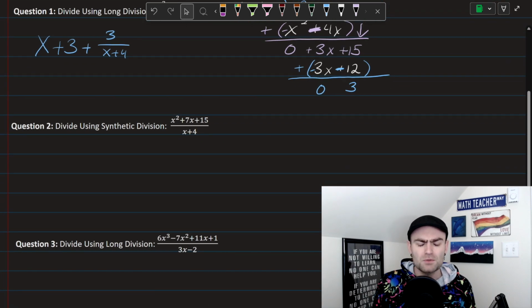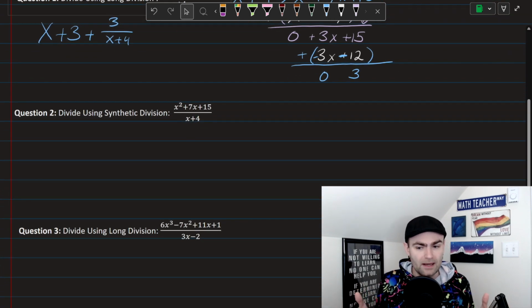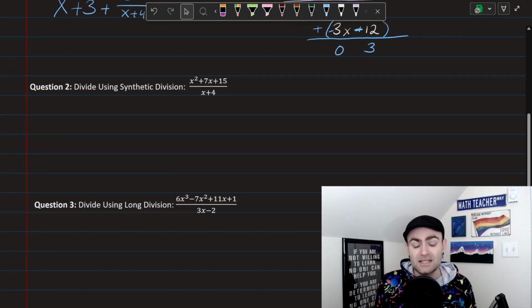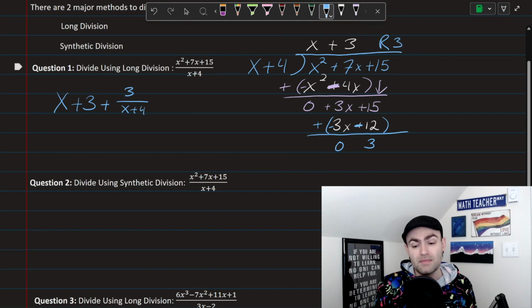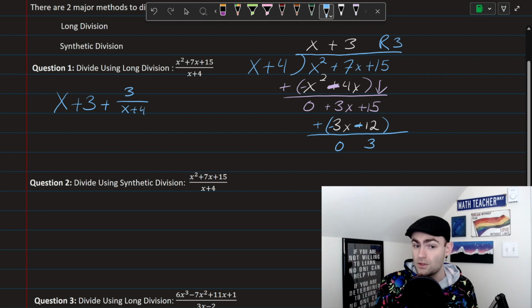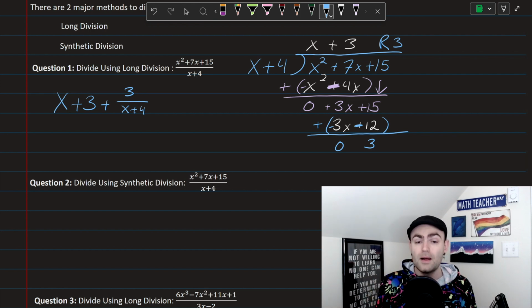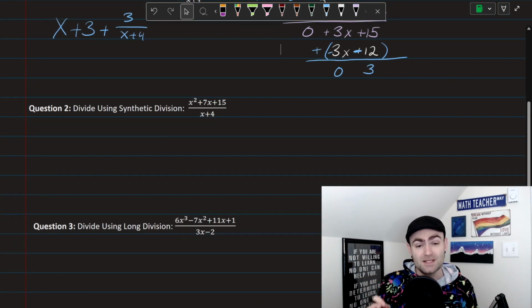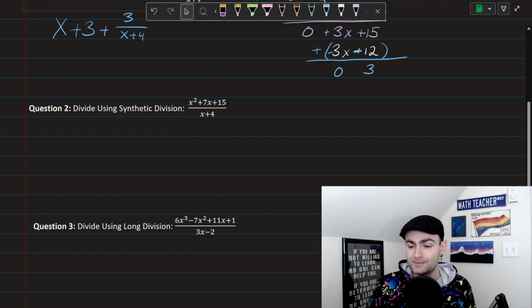It's very much more of an algorithm. Well, they're both really algorithms. But synthetic is unique in that it only works if you divide by a linear factor. Long division, it doesn't matter if you are dividing by a linear, a quadratic, or a cubic. It really doesn't matter at all. But for synthetic, you have to specifically be dividing by a linear factor.